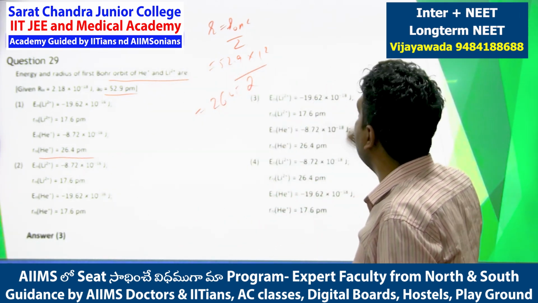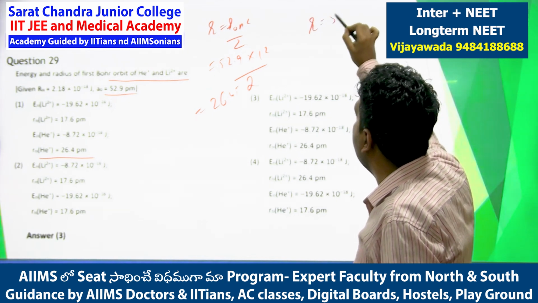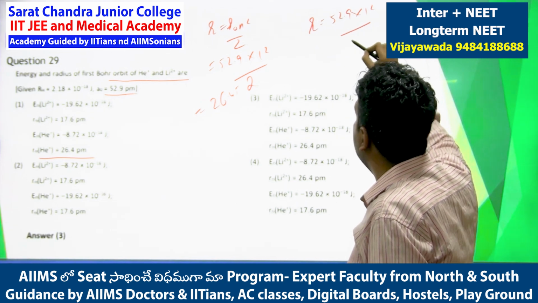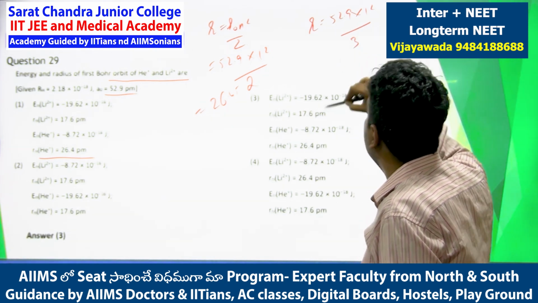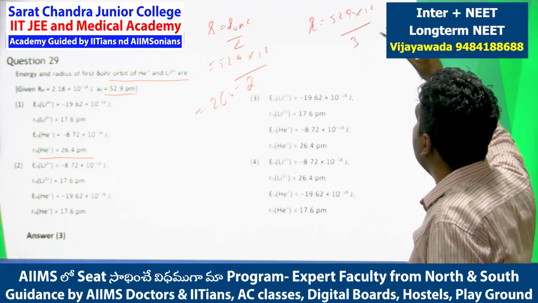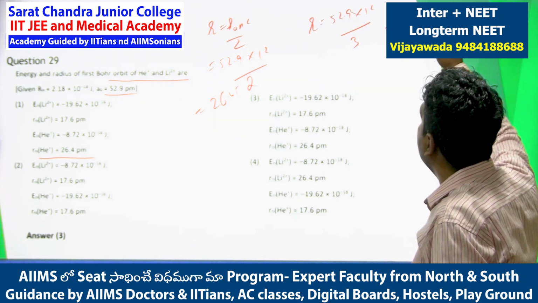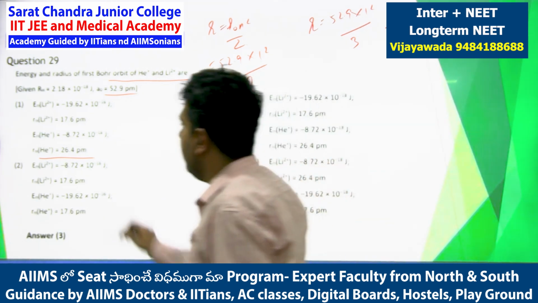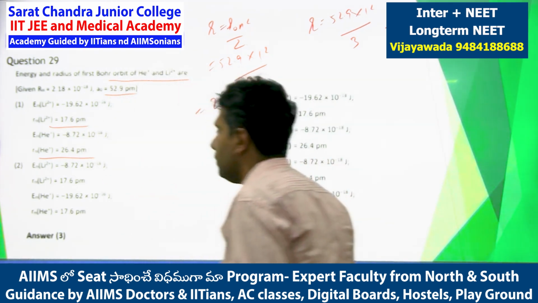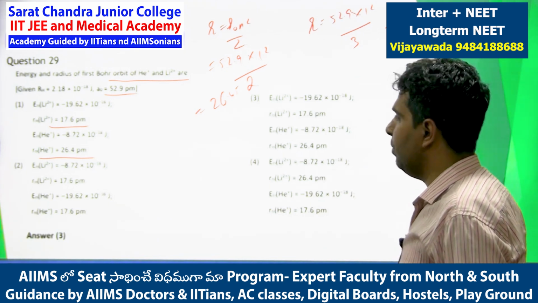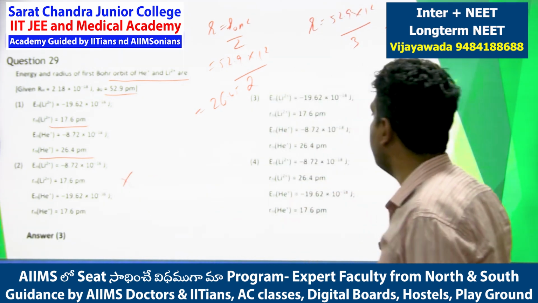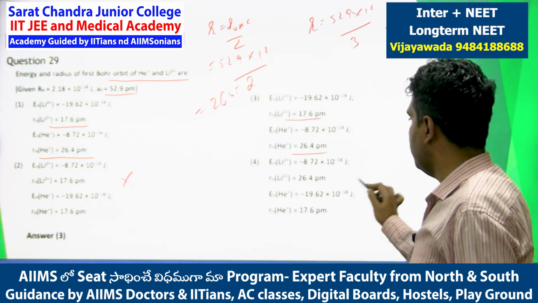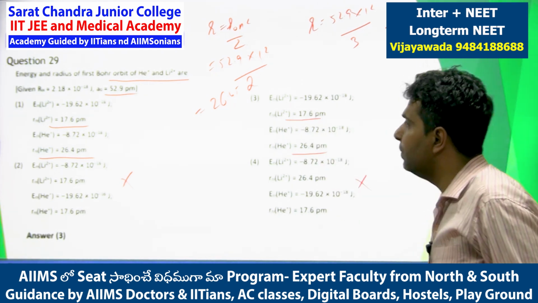Then the radius of lithium ion, using the same formula: 52.9, first orbit n will be 1, and for lithium Z is 3. So this will be 17.6. So these are the two values. So option 2 is already eliminated. Then this option is also having these two values. This fourth option is already eliminated.